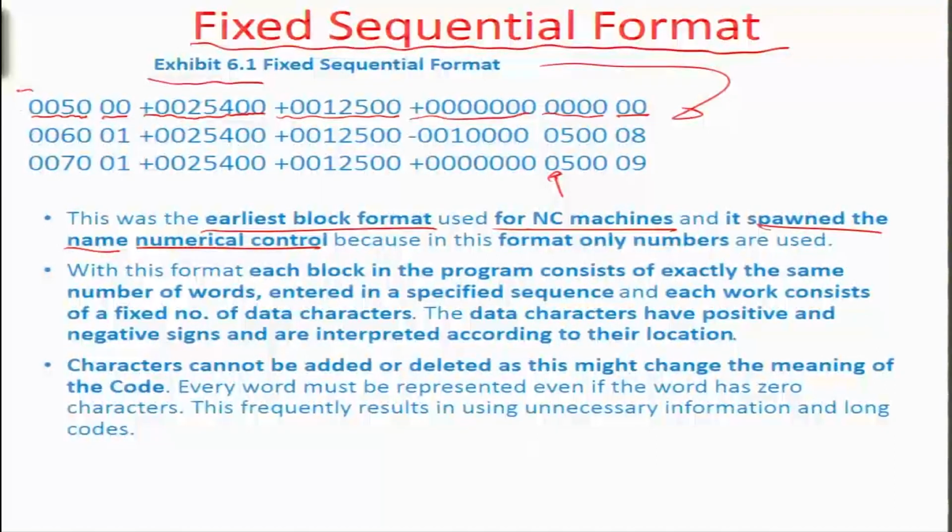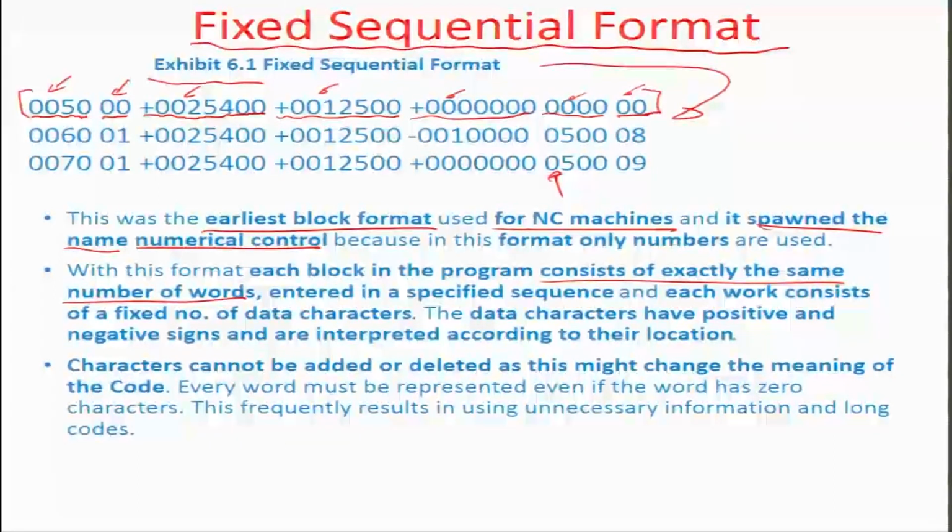which is actually one line, in the fixed sequential format, contains exactly the same number of words, which are these groups. Just as in a sentence you have different words which come in a certain sequence to start making sense to a person, you can think of a language being developed in an identical manner through blocks and number groups, where the block represents the sentence and the number groups represent the different words which go into the sentence.